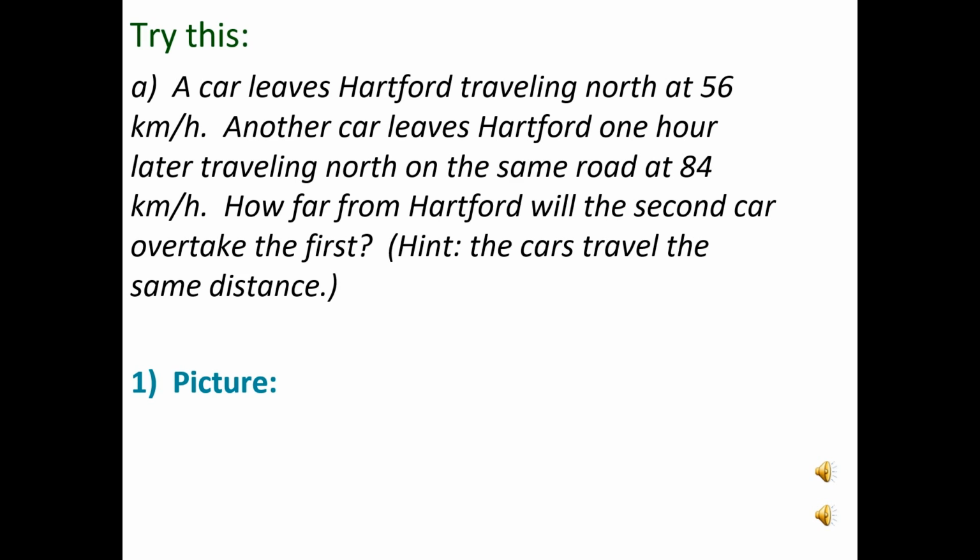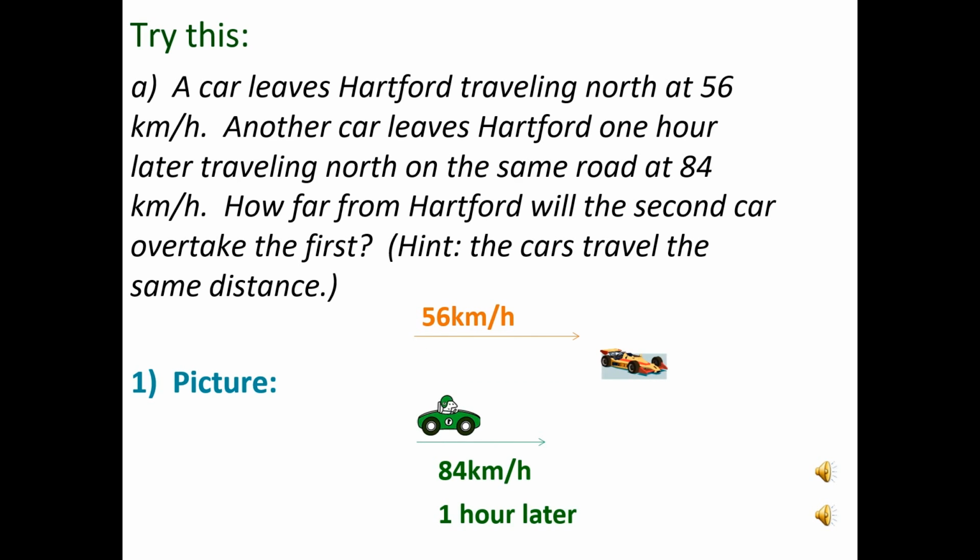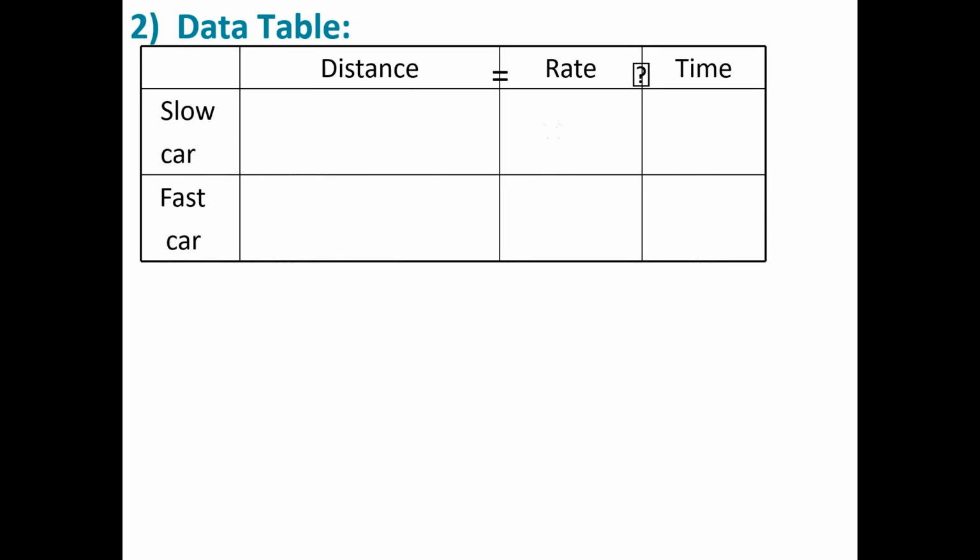Draw a picture here. 56 kilometers an hour for one of the cars, and the other car is going 84 kilometers an hour, and it left an hour later. I am once again solving for how far from Hartford, so I'm solving for the distance. I know the distance is the same. We got 56 and 84. I got t plus 1 and t.